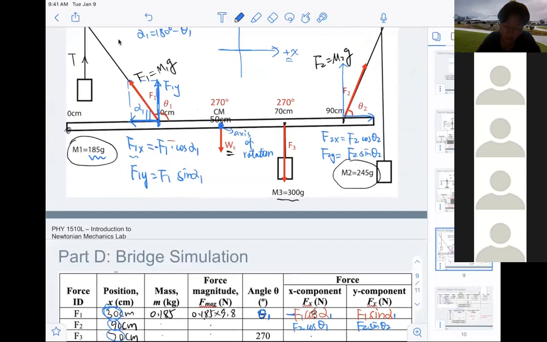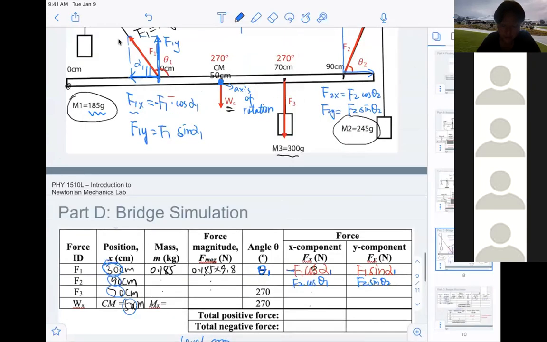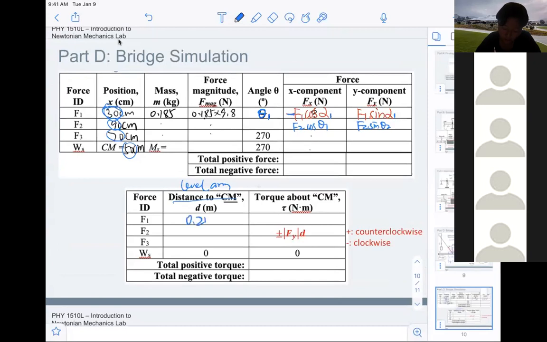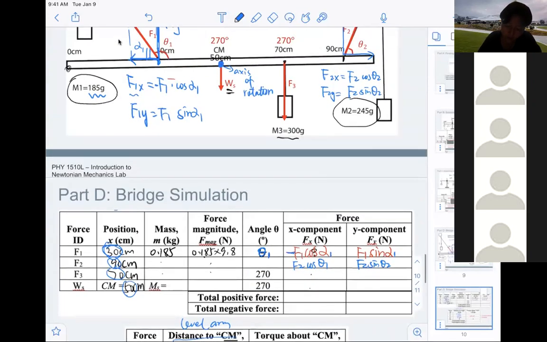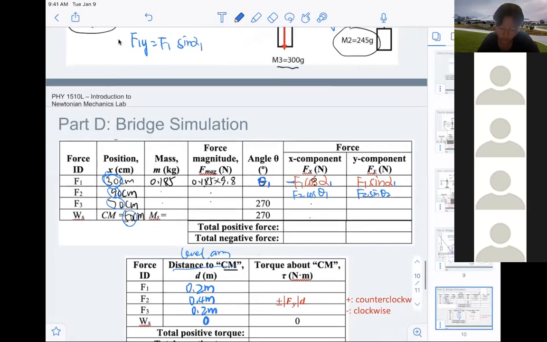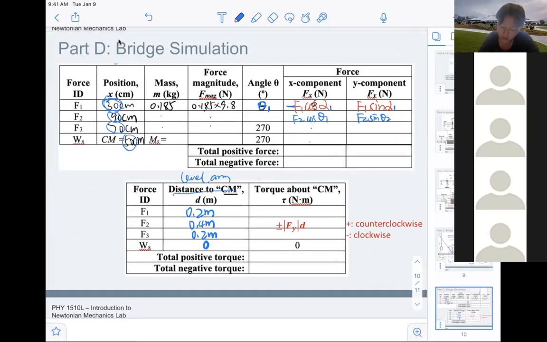So relative to that point, this F1 has a 20 centimeter level arm, right? So that's 0.2 meters. F2 is from 90 to 50. That's 0.4. F3 is again from 70 to 50. Weight of the meter stick itself has 0 because you can see this force is at the center. It will give you no torque. So for the torque calculations, use the y component only because only the y component is the perpendicular one, right? And multiply that by the level arm we had just calculated right here.